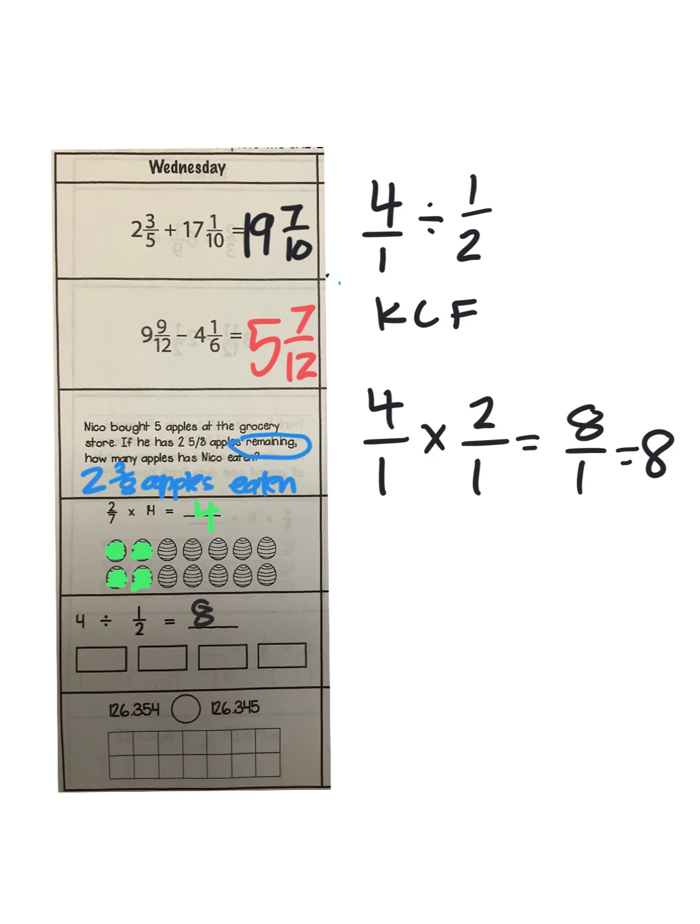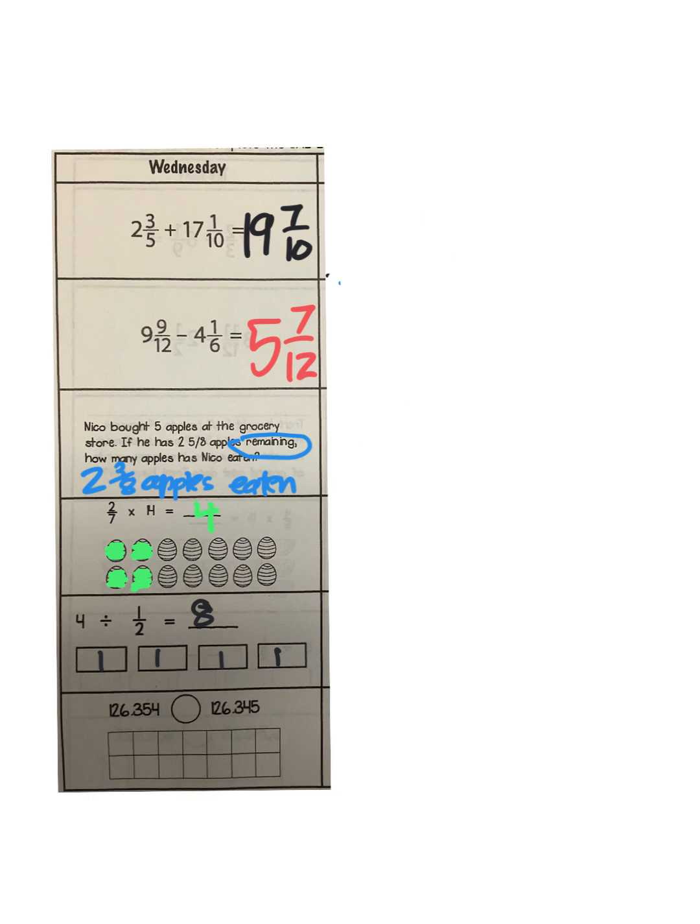Now, how will my model match my answer, guys? Any suggestions here, Lindley? We're going to cut these 4 rectangles in half. And once we cut each in half, we have a total of how many parts? 8 parts.